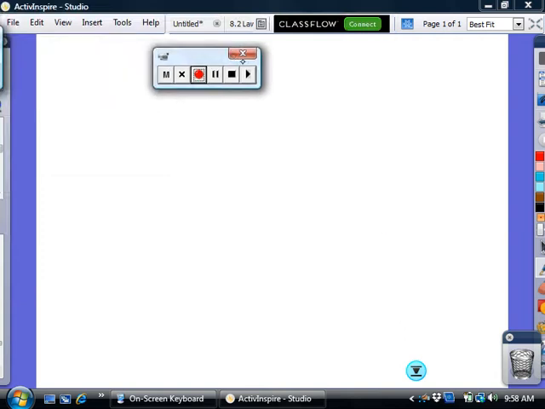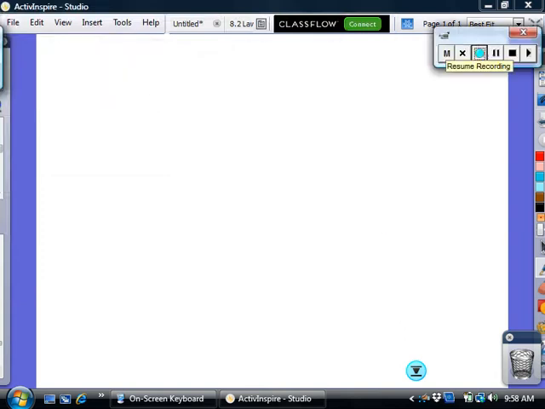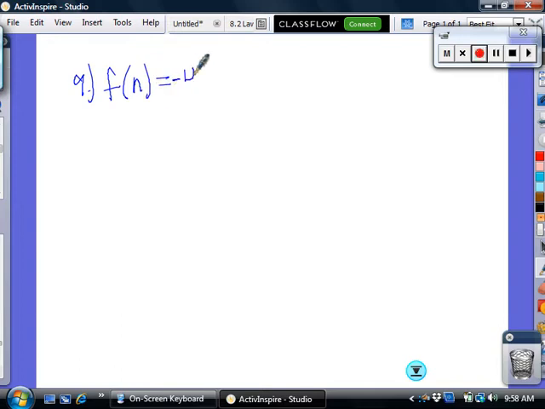Alright, here we go. Let's review our functions packet to prepare for a test. We're going to start out with number 9. And we're going to take our function and just find f of n squared. Now these problems, all you have to do is take what's inside the parentheses here and use the substitution property and substitute it in for the variable. And that's it. Like, really, that's how easy that one is.